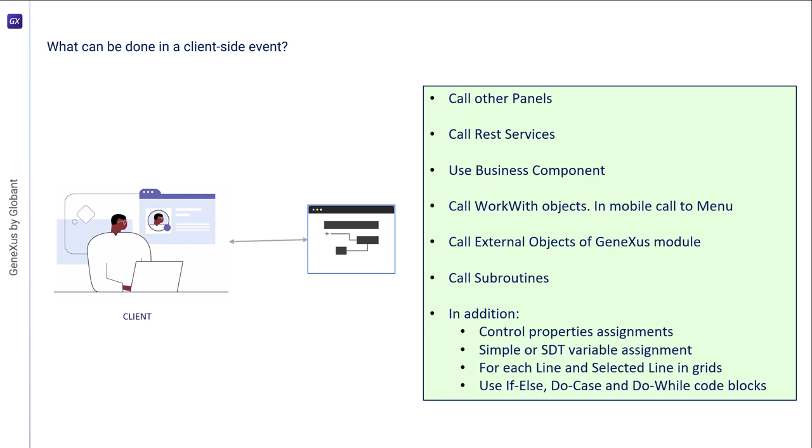If we try to use commands not allowed in a client-side event, we'll see an error in the output screen for those lines that don't comply with the grammar constraints. For example, if we try to use a for each command, a new, or any attempt to access or modify information that's only accessed from the server.